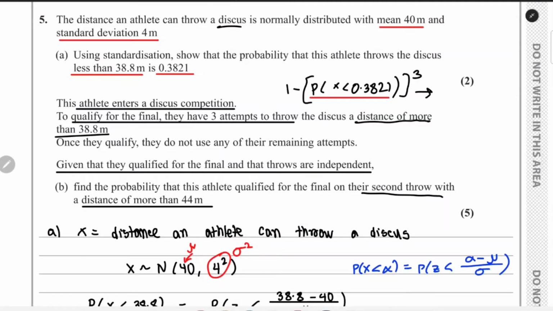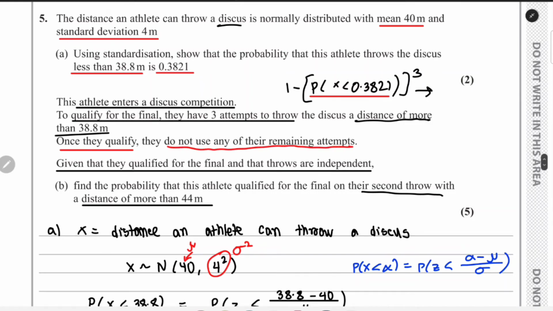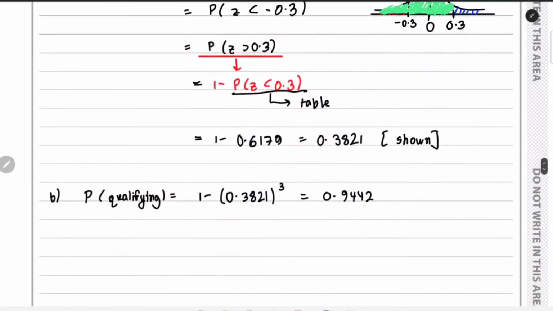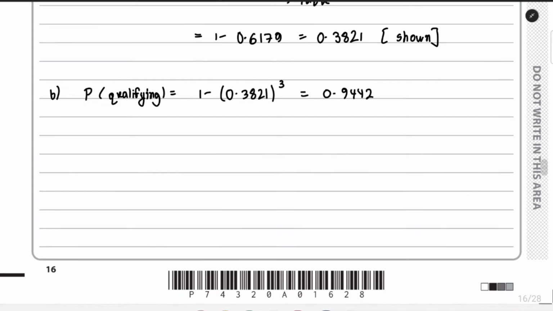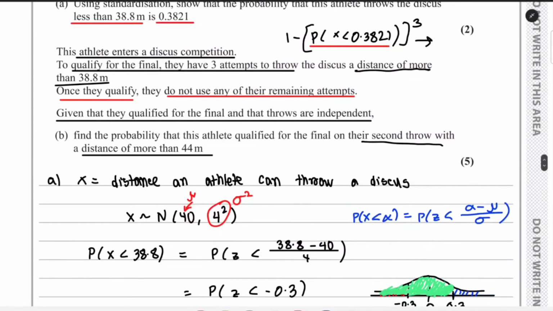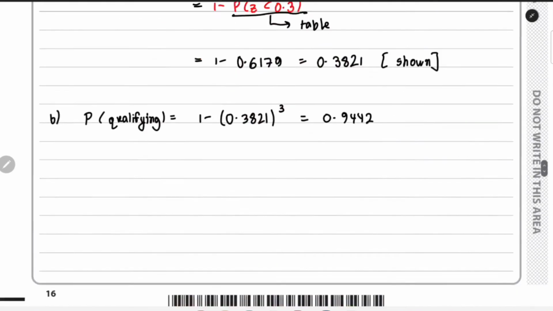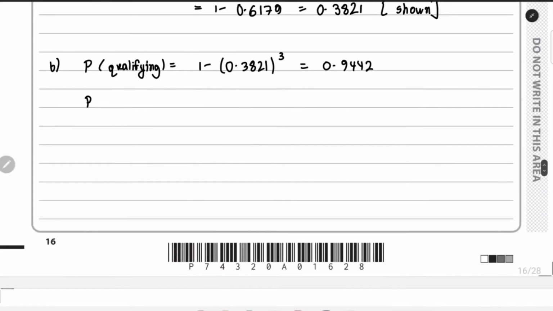We have this information that once they qualify, they do not use the remaining throws. So if the athlete qualifies on their first attempt, they'll not throw a second or third time. If they qualify on the second time, they won't throw a third time. And the probability we have to find is they qualified on their second throw, so they didn't qualify on their first throw, and they had a distance more than 44 meters. So we need to find the probability of x greater than 44.